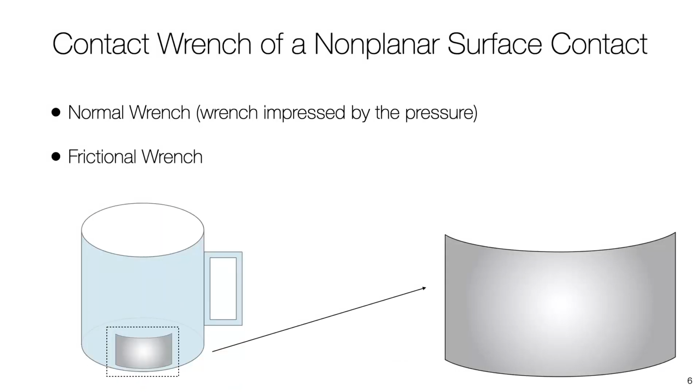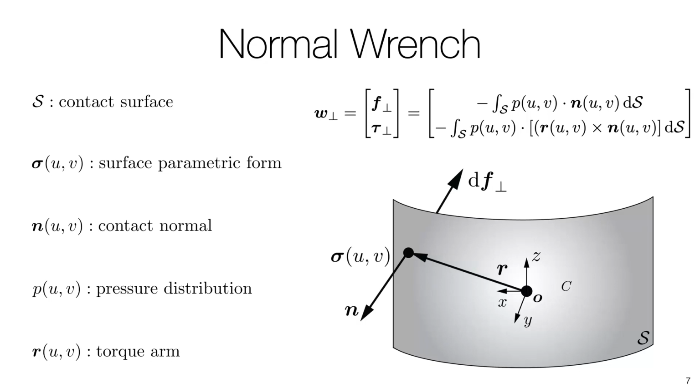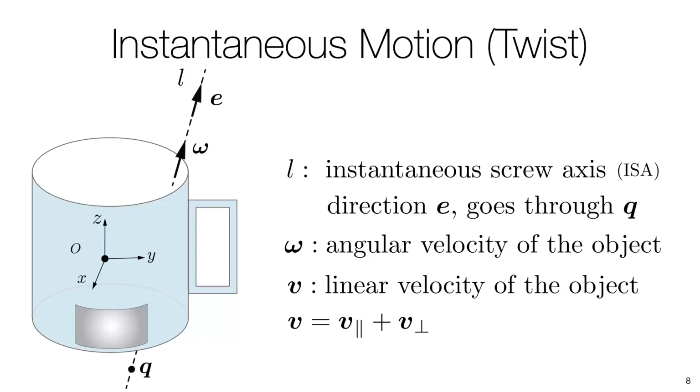We now introduce the computation for the contact wrench, which consists of the wrench impressed by the pressure, defined as the normal wrench, and the frictional wrench. The illustrated gray surface is a representative non-planar contact surface between a rigid cup and a deformable gripper jaw. Given the contact surface and the pressure distribution, the local normal force at a point is antiparallel to the surface normal at this point. The normal wrench with respect to the pressure center O is computed by integrating the local normal forces and torques. While the normal wrench only depends on the contact profile, the frictional wrench also depends on the relative motion between the grasped object and the gripper jaw.